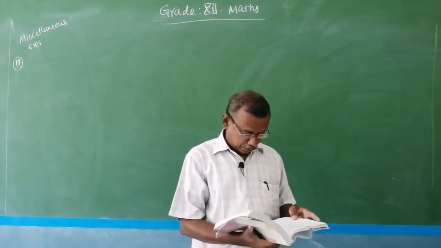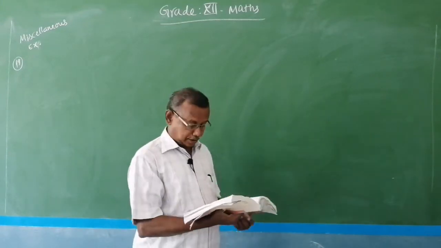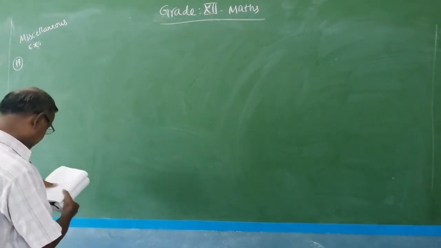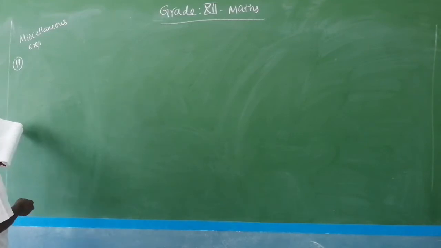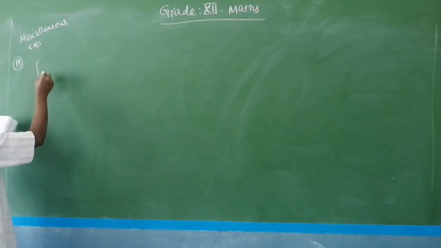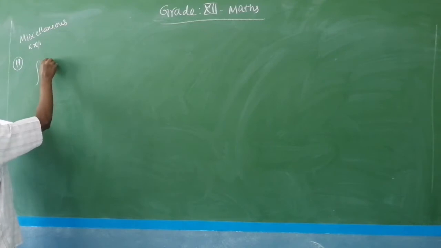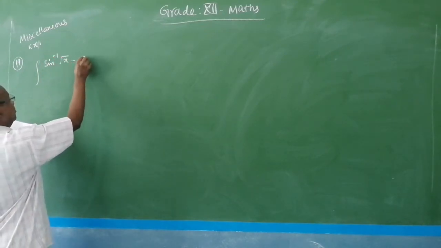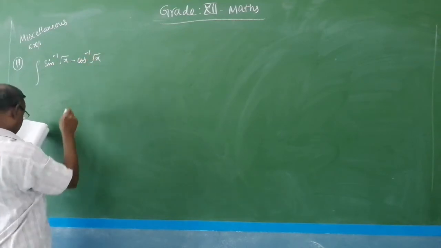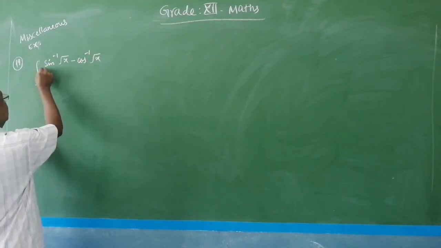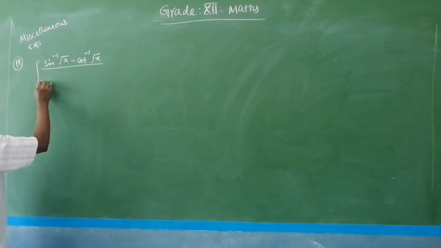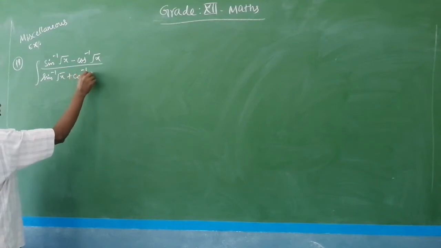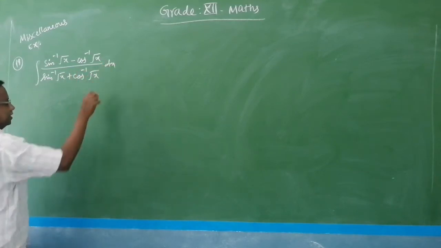Good morning, students. Now I am continuing the miscellaneous exercise on chapter 7. Already we have completed 18 problems. Now it is the 19th problem. We were given the integral of (sin inverse of root x minus cos inverse of root x) divided by (sin inverse of root x plus cos inverse of root x) into dx.